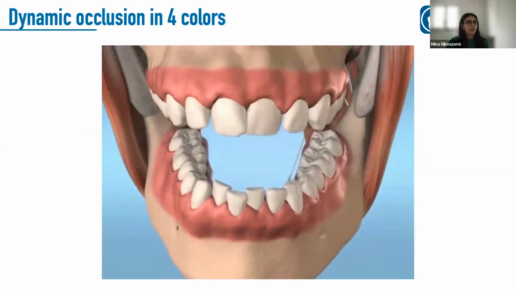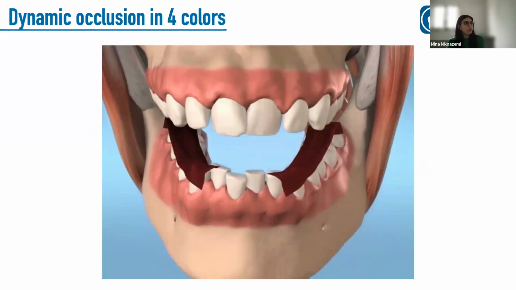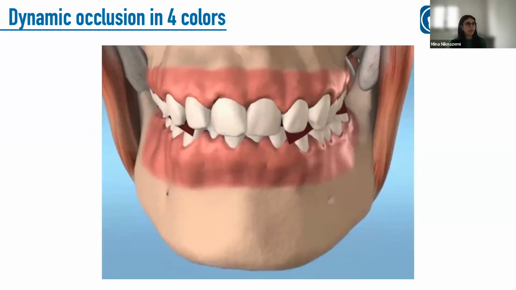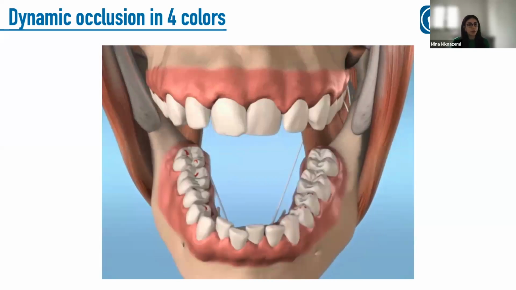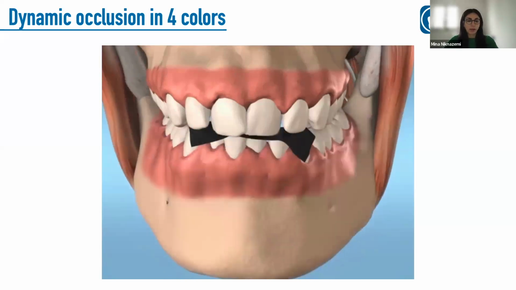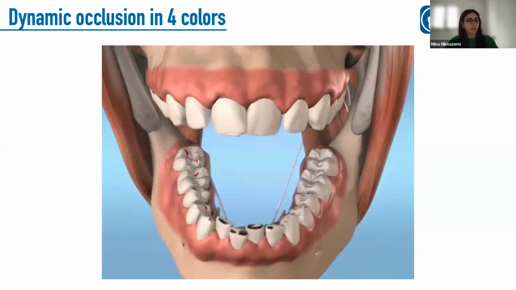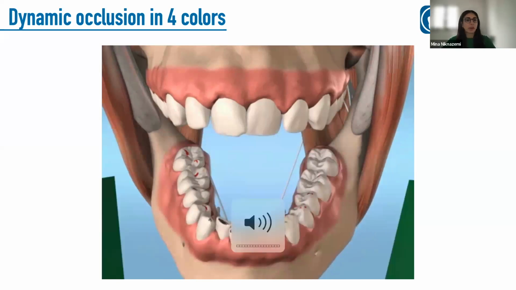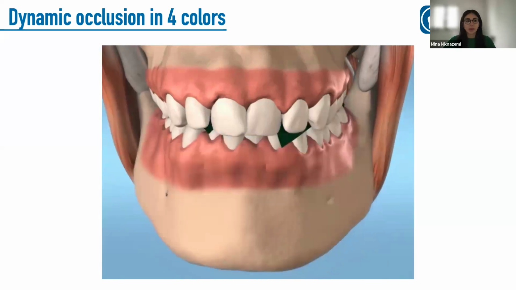Currently, the standard to check occlusion in all dimensions is primarily done using different colors. So here you can see red being used for static occlusion, black for protrusion, green for laterotrusion and blue for mediotrusion markings. And as we all know, this is a very, very time-consuming matter, especially if you have to repeat the process a couple of times.